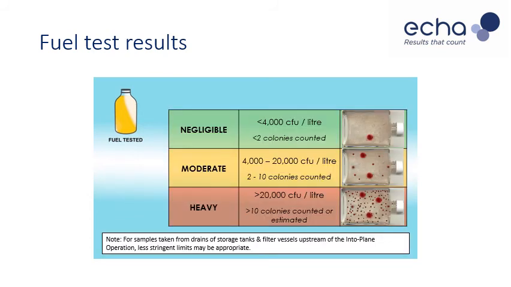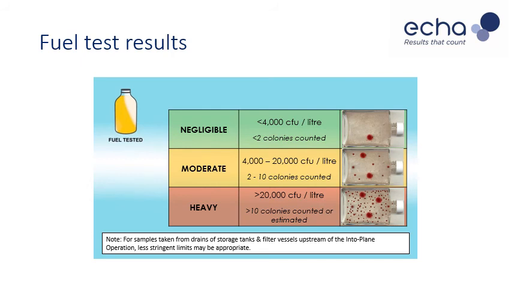Here are the contamination limits for CFU in fuel samples taken from the IATA guidance material. These limit values are generally appropriate for fuel samples from aircraft fuel tank drains. For samples taken from the fuel supply chain upstream of the interplane fueling operation, less stringent limit values may be appropriate. Some recommended contamination limits for aviation fuel supply can be found in the JIG Technical Information document on microbial monitoring strategies, which is available from JIG online.